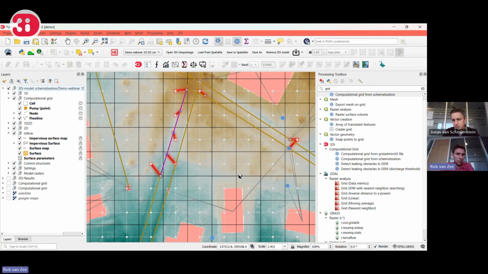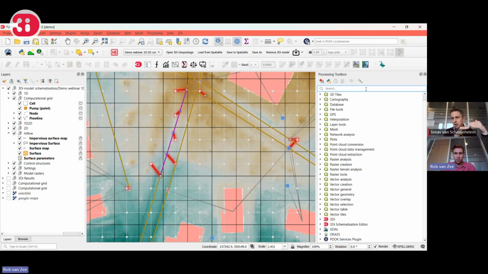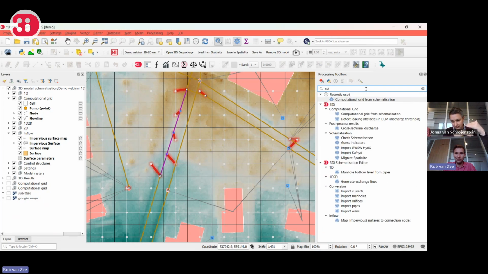You gave quite some pointers about the storage areas, and you said, okay, this has to be larger, and with the pumps, it has to be larger. Maybe you can show where the tool is for the schematization checker. Of course, there is a checker the moment you upload your schematization to the server. You can say, okay, do you want to check my schematization? And then you check it. And then potentially you get a lot of feedback.